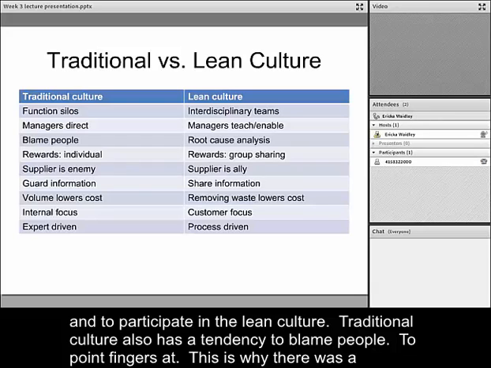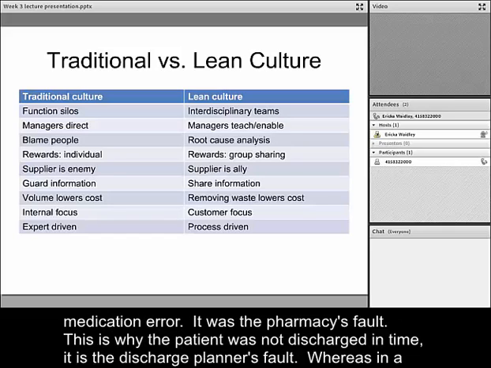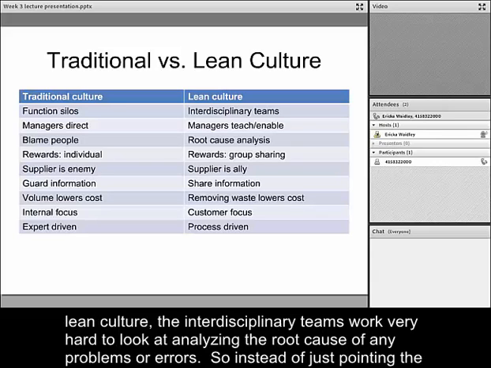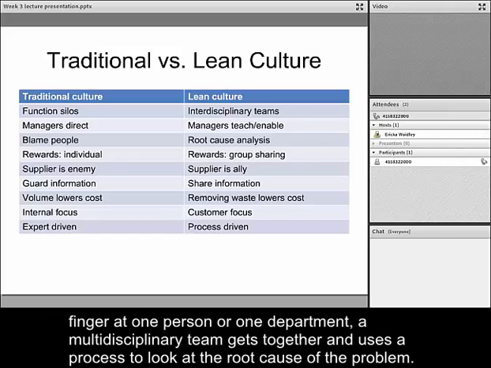Traditional culture also has a tendency to blame people, to point fingers: this is why there was a medication error, it's the pharmacy's fault. This is why the patient wasn't discharged in time, it's the discharge planner's fault. Whereas in a lean culture, these interdisciplinary teams work very hard at analyzing the root cause of any problems or errors. So instead of just pointing the finger at one person or one department, a multidisciplinary team gets together and uses a process to look at the root cause of a problem.